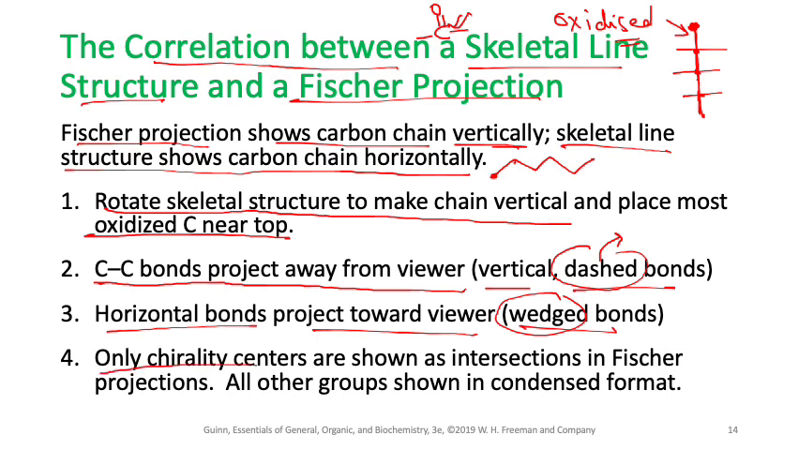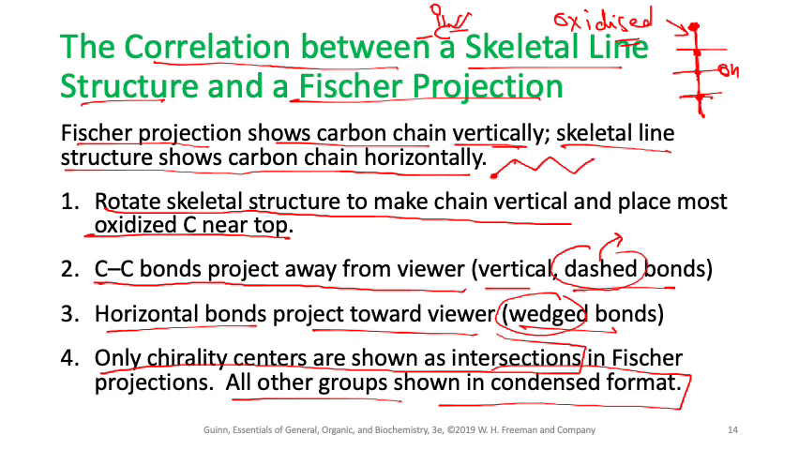And only chirality centers are shown as an intersection, right? So these are the intersections, and only the intersection carbons are chiral carbons in a Fisher projection, right? And all the groups are shown in condensed form. So whatever groups are attached on this, you always show in the condensed form, right? So we're gonna learn about all these four rules on the next slide, right?